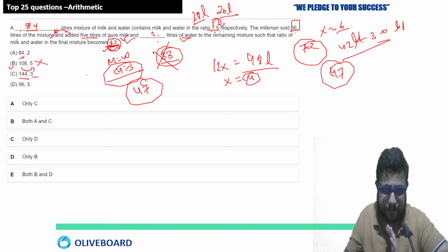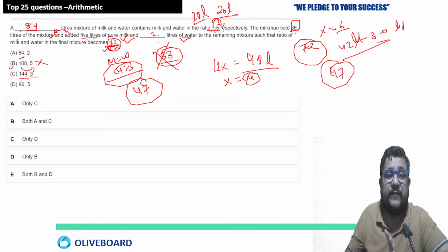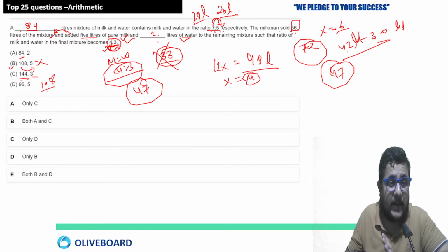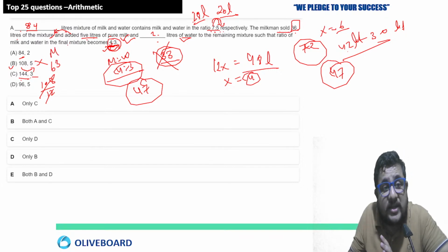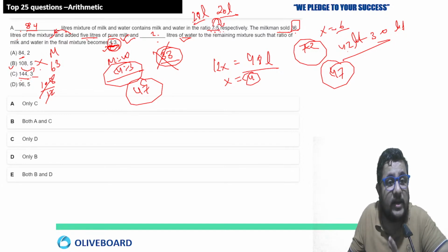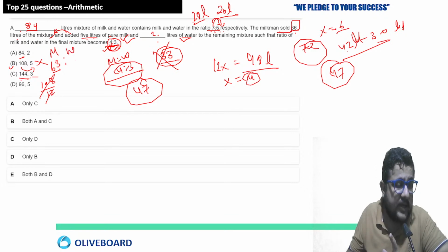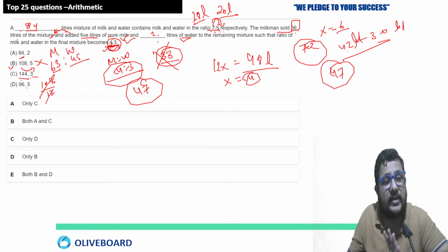144 and 3. See here, 144 and 3. So remove 36, so 108. Similarly, now divided by 12, so 9. So 9 sevens are 63 is milk. I'm talking about which quantity? The milkman sold 36 liters. So just remove that 36 liters, you will get 108. Now the ratio is 7:5. So 12x equal to 108, so x would be 9. Now 63 liters milk and water is going to be 45 liters. Clear?